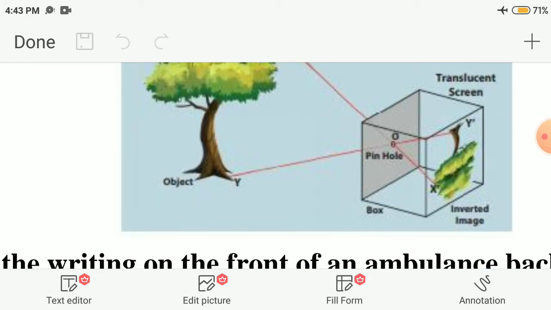What is the image we get? Inverted image. Inverted image means தலைகீழ் பிம்பம் தான் நமக்கு கிடைக்குது. Through the pinhole camera we get the inverted image. X, Y is the object, producing rays, and the image produced is X dash, Y dash.